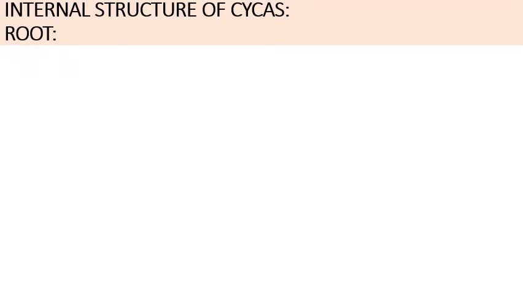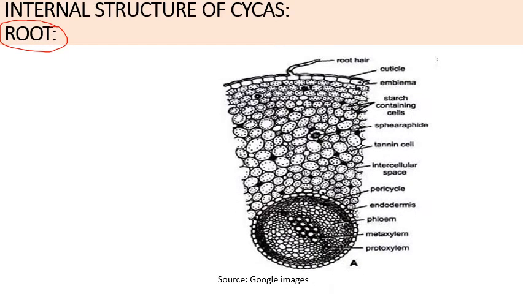Next, we will discuss the internal structures present in Cycas. Firstly, we'll discuss root. So, the internal structure of root is just similar to that of dicotyledonous root. It consists of the outermost covering, which is epiblema or epidermis, covered by cuticle. Then it contains broad cortex, and the innermost layer of cortex is endodermis. That is followed by 2 to 3 layers of pericycle. Then in the central portion, there is presence of vascular bundle, which consists of xylem and phloem.